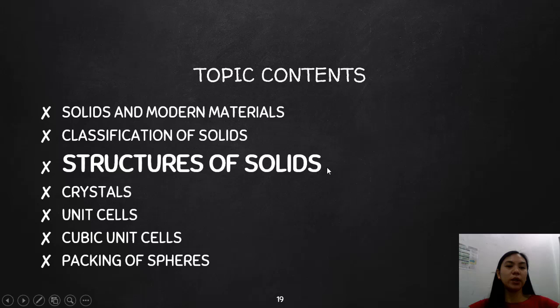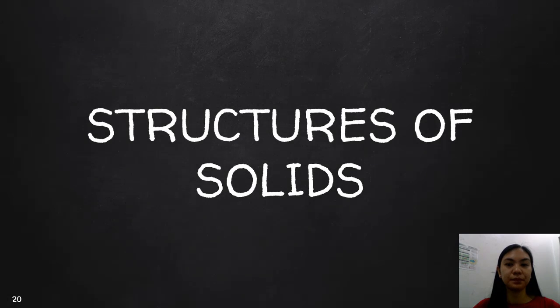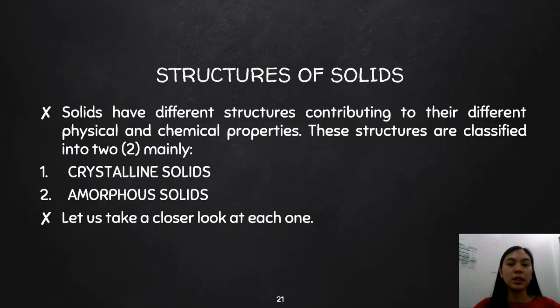So, let's go to the third topic of this content: the structures of solids. It says here, solids have different structures contributing to their different physical and chemical properties. And these structures are classified into two, mainly crystalline solids and amorphous solids. Let us take a closer look at each one of them.